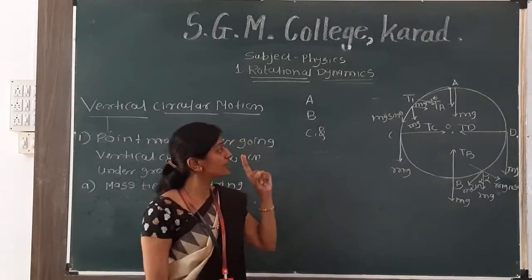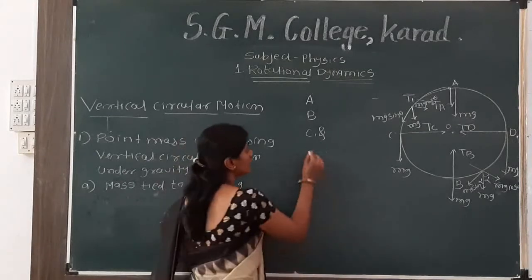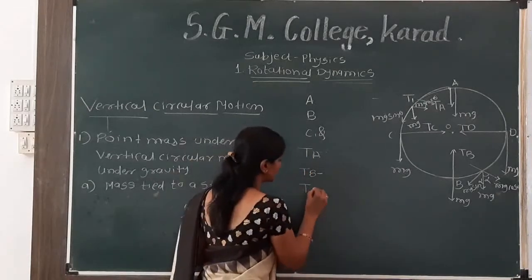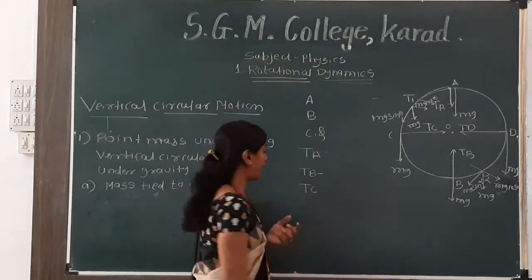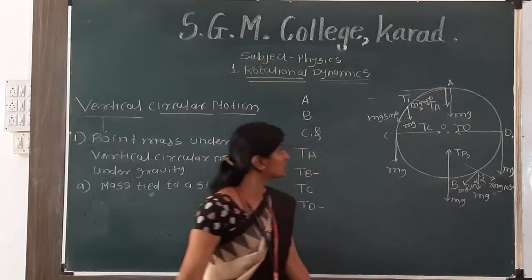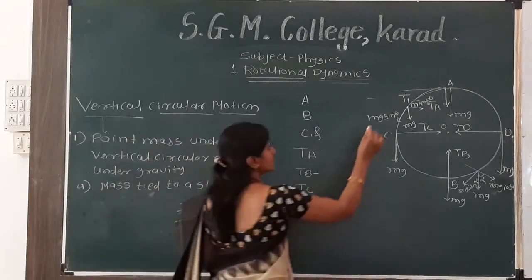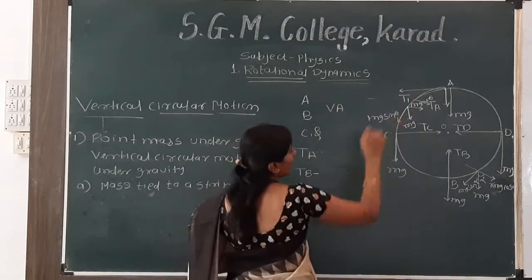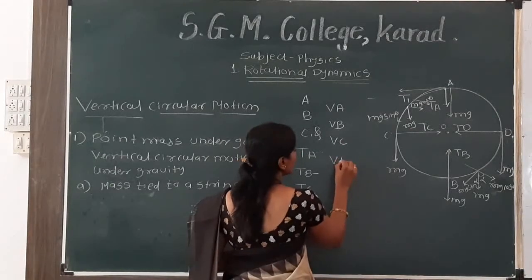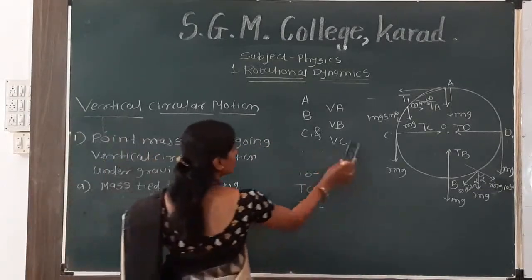As per the definition, in a vertical circular motion, tension changes at different places, and the velocity also changes at different places. So here TA is the tension at point A, TB is the tension at point B, TC is the tension at point C, and TD is the tension at point D. In both uniform and non-uniform circular motion, the direction of velocity changes. So VA is the velocity at position A, VB at position B, VC at position C, and VD is the velocity at position D. Now we have learned about all the points of the diagram, so we will go ahead.